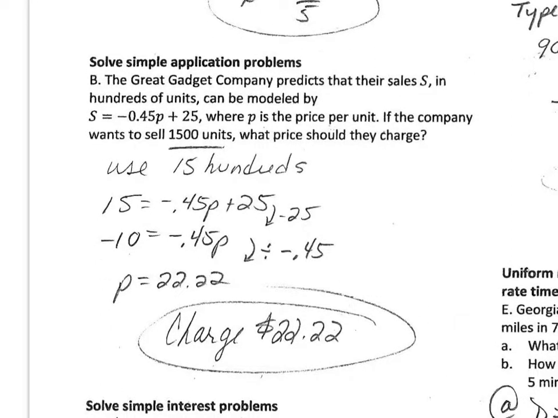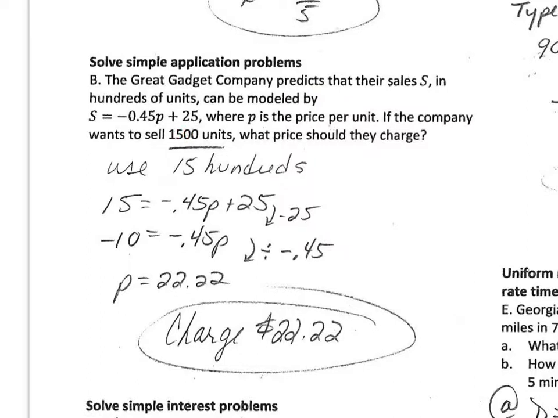Let's go ahead and look at problem B. You have the Great Gadget Company, and their sales is modeled by this equation, S, where P is the price per unit. If the company wants to sell 1,500 units, what price should they charge? Well, we want to use the 1,500, but we can't just use that as it is because sales is in hundreds of units, which is what it says here. Sales in hundreds of units. And so how many hundreds are here? 15 hundreds. And so we just use 15.